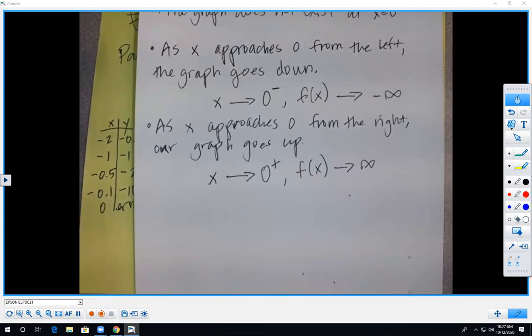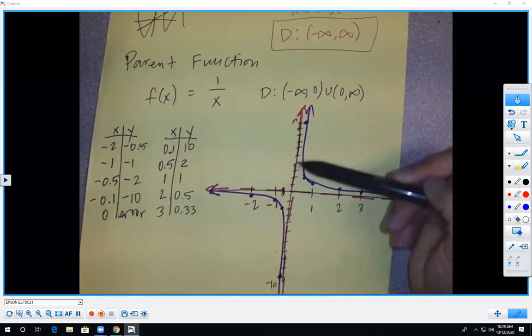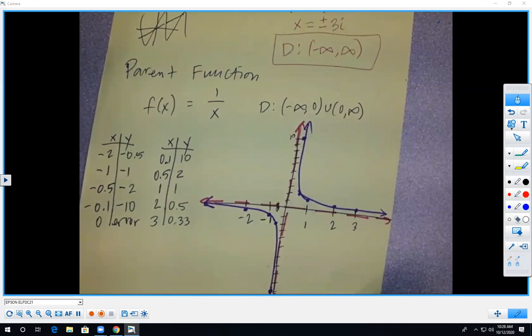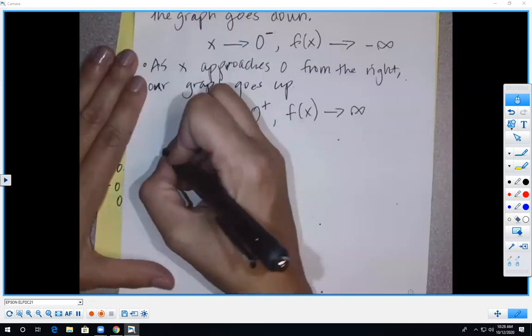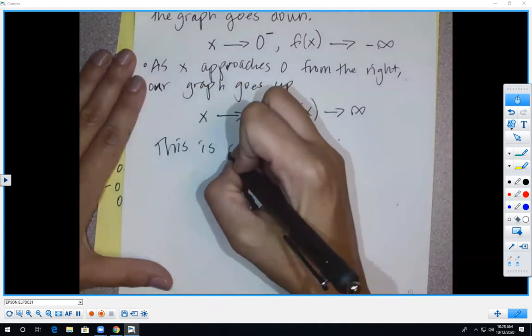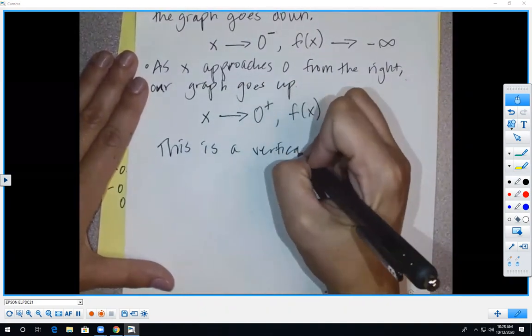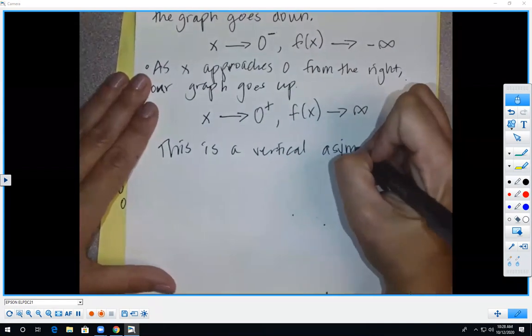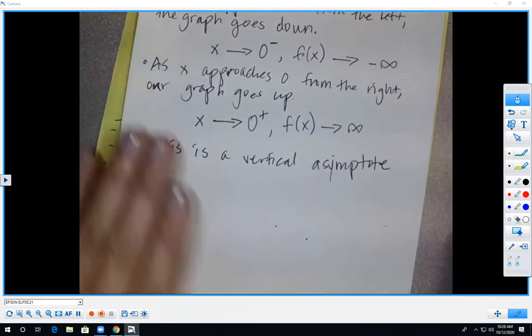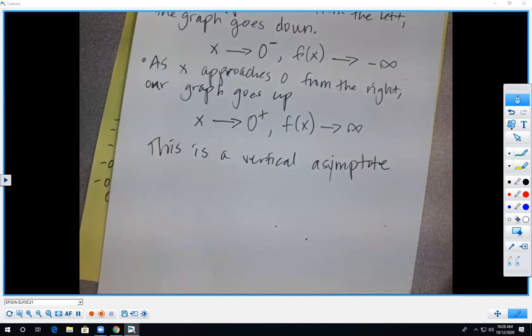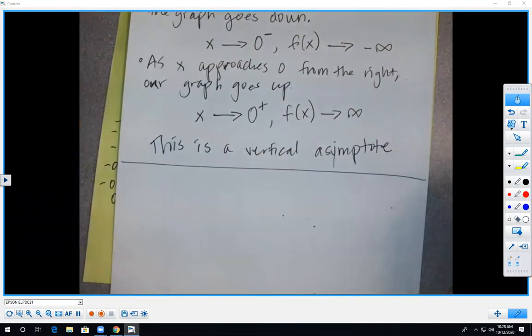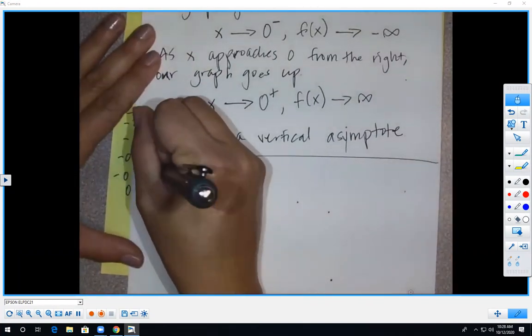Okay, so we just described this invisible dotted red line here, which is called a vertical asymptote. There are not enough vowels in that word. Okay, the next thing we are going to describe is the end behavior.